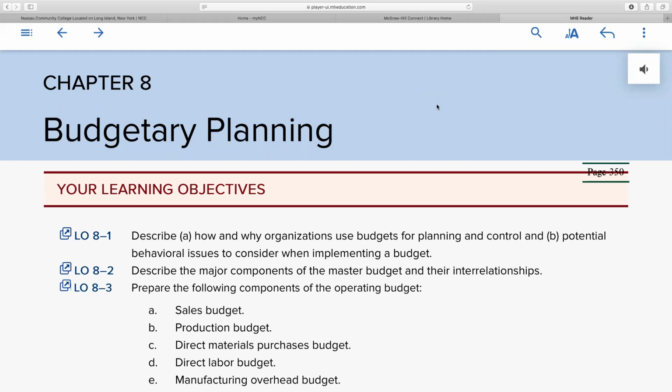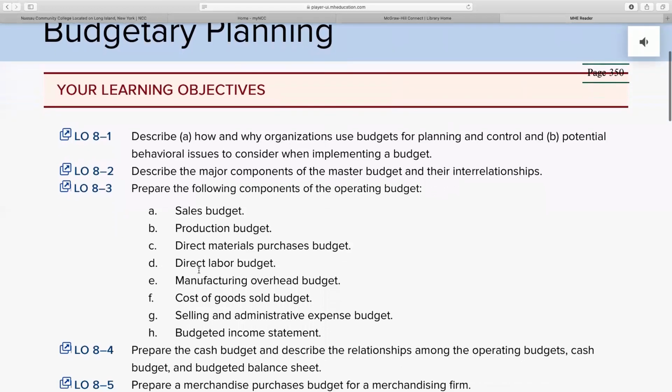Budgetary Planning. Very short chapter, very short. Just a couple of things. Learning objective 1, describe how and why organizations use budgets. Number 2, what are the major components of the master budget? And then number 3, what are the different budgets that get prepared?